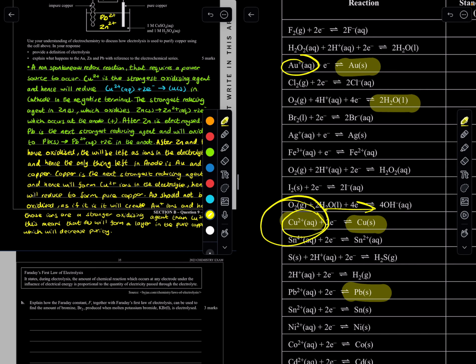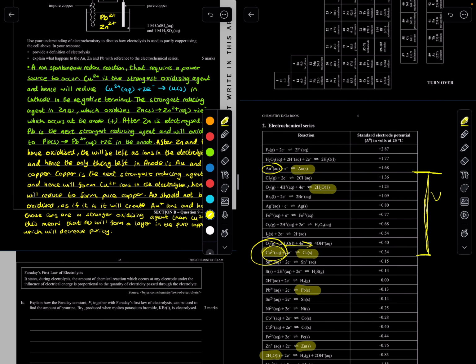So remember what we said, to make sure that does not happen, we need the voltage to be between 1.36 volts to 0.3 volts. And this will make sure that basically Au would not oxidize while the other ones oxidize. So I think that is also important to write. So that's what I'm basically going to have to write.